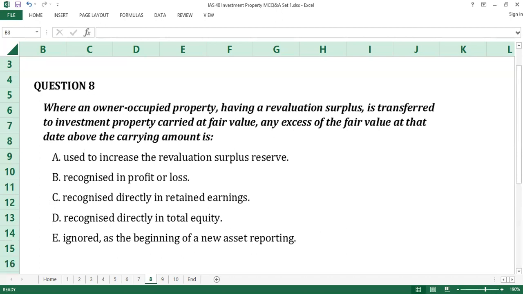As the revaluation surplus already exists for this property, it evidences no previous impairment loss or revaluation loss that needs to be reversed through the recognition of fair value increase in profit or loss. Therefore, the increase in the question is recognized in other comprehensive income and increases revaluation surplus reserve. A is the answer to question number 8.